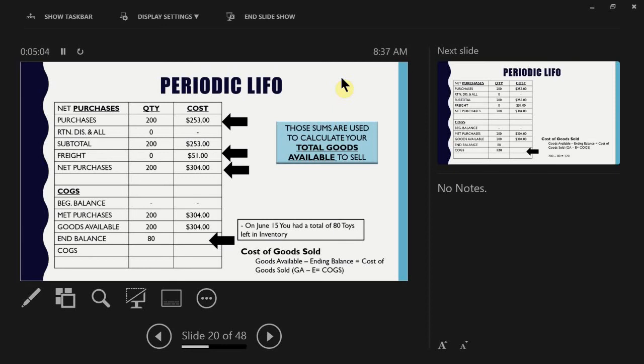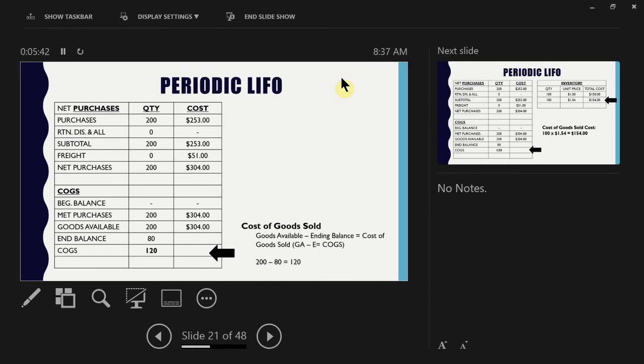Once we have our net purchases, we know for a fact that we don't have beginning inventory. So then our net purchases end up becoming our goods available, right? And then, of course, we were also given that on June 15 we had 80 units left. So in this case, we need to solve for our cost of goods sold. If we have 200 available and we have 80 left on hand, our assumption is we must have sold 120 units.